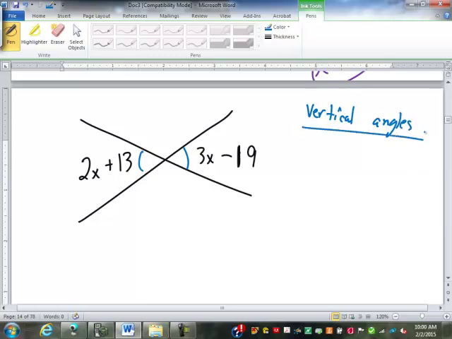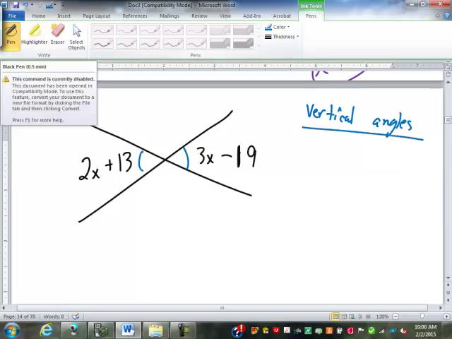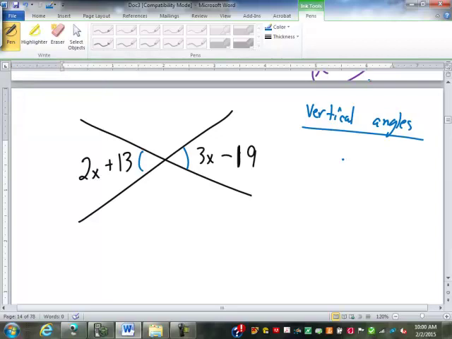When two lines intersect, we talked about how they form 4 pairs of supplementary angles, or 4 pairs of angles that add up to 180. Well, they also form pairs of vertical angles. The angles that are on the opposite sides of the intersecting lines have to be the same. So we know in this case that 2x plus 13 has to equal 3x minus 19.